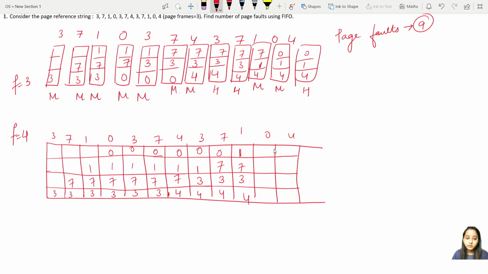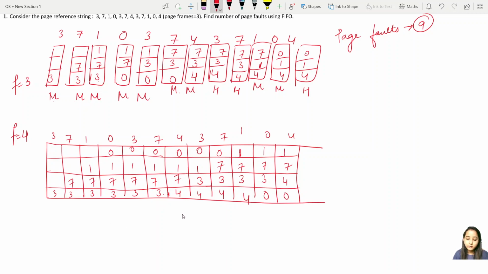Okay. Then 0 comes, 0 will be replaced by 4. So 0, 3, 7, 1. Then 4 came, 4 will be replaced by this 3 because 3 came earlier than 7, 1 and 0. Same strategy I have followed in every case.